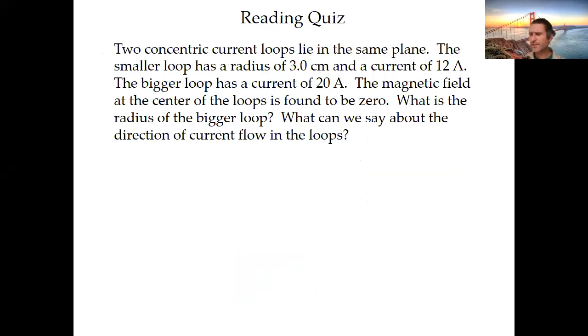Okay, so let's treat this one here as one that I work out, just in the interest of time. We have 2 concentric loops that are lying in the same plane. One has a bigger radius, and the other one has a smaller radius. The smaller loop has a 3 centimeters radius and a current of 12 amps, and the bigger loop has a current of 20 amps. We also have a situation where the magnetic field at the center of these loops is found to be 0. So the question is, what is the radius of the bigger loop, and what can we say about the direction of current flowing in the loops?